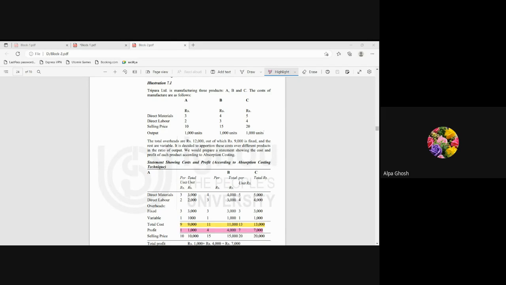I would highly appreciate if others also put your query and do the calculations. It is very, very necessary that you should have your register and pen with you so that you can understand the calculations. Yes, Musa, you are clear, ma'am? Yes, ma'am.